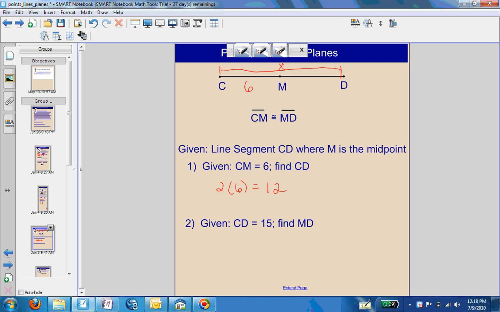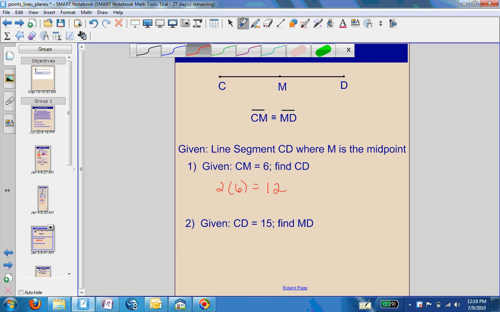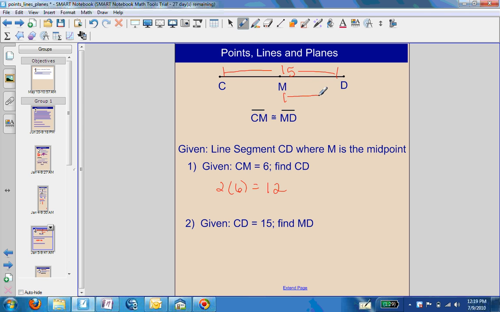In our next problem, we're told that CD equals 15. So now we know this whole thing is 15. And we're asked to find MD. And we know that's going to be half the measure of 15. So MD equals 1/2 of 15, which is 7.5.